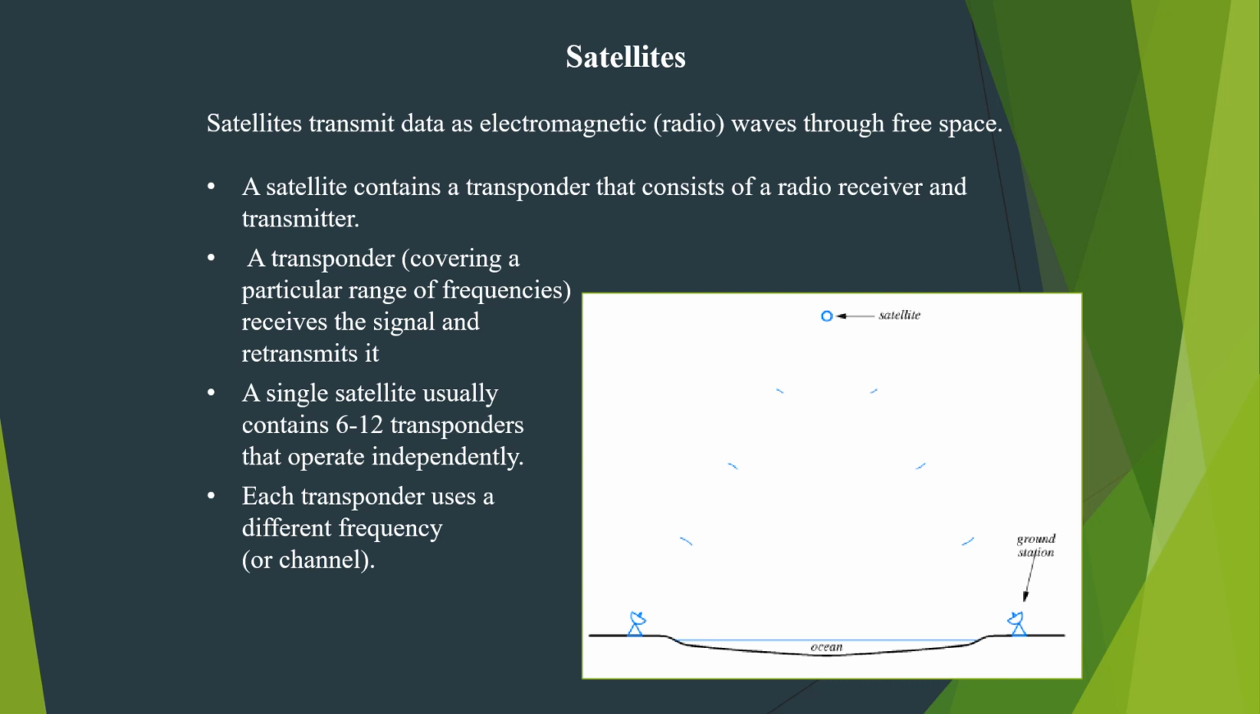Next thing we are going for satellite communication. This comes under unguided media. What is meant by satellite communication here? We are going to connect through a satellite. It contains a transponder that consists of a radio receiver as well as a transmitter. A single satellite usually contains 6 to 12 transponders that can operate independently.